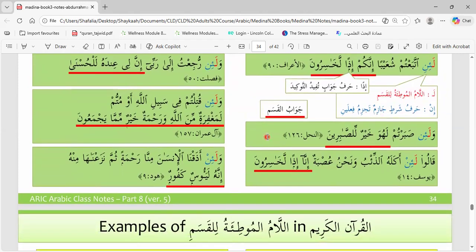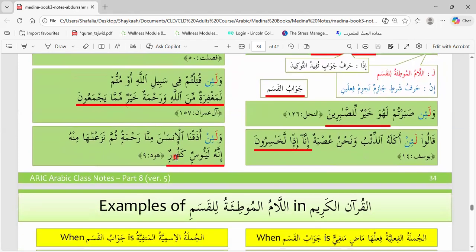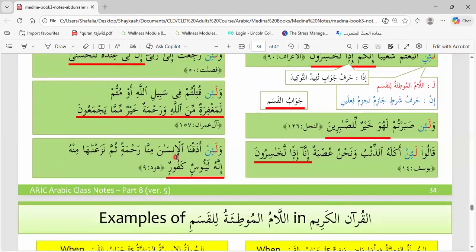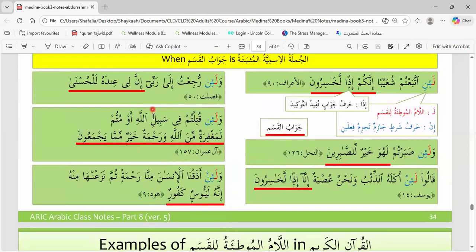We have some more examples here which you can read. So here we have the qasam, as you can see, and then we have the lam here, which is part of the jawab al-qasam. So everything that you see here is jawab al-qasam.